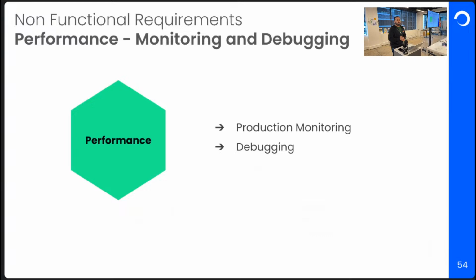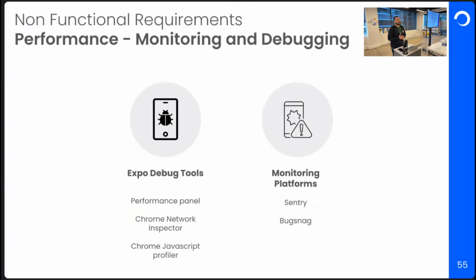All right, next is performance. Now, for performance, we need two things, right? One is performance monitoring, and one is how do you debug in case you have any issues, okay? So for debugging, you have certain Expo debug tools available. You have the Expo performance panel, which just shows up within the app itself, where you can see the CPU and RAM usage and other things inside, right?